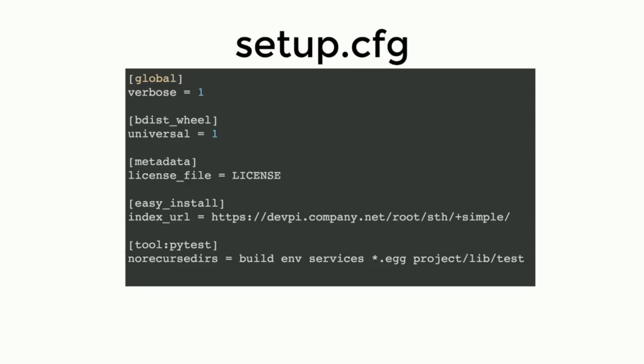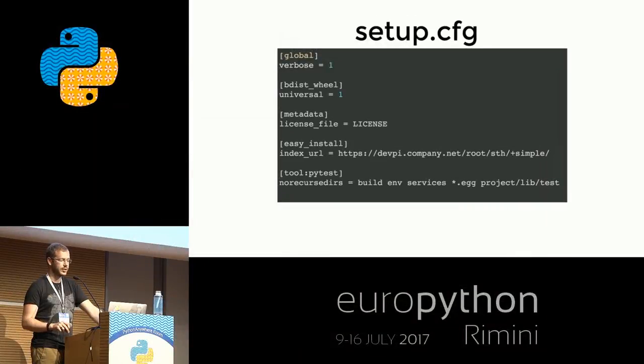You won't see that, but this will be happening. And if you set it to something different than one, like easy_install, every time you run python setup.py install, it will add --index-url equals the devpi of the company. So pretty handy for people who don't remember to write those options, or if you want to encourage them to do that. You can also attach some metadata like a license file or even attach configuration to some tools like PyTest.